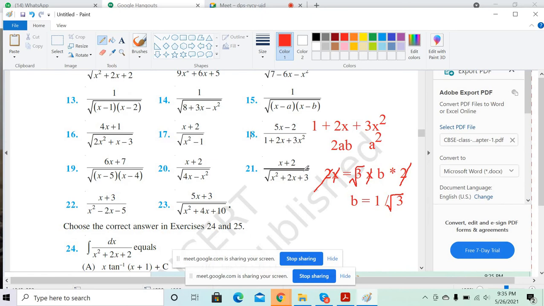Anyway, no problem. Just tell me the final answer. What is the final answer you're getting? So 5 by 6 log 1 plus 2x plus 3x square minus 11 by 3 tan inverse 3x plus 1 by root 2 plus c. Yeah, so it will be 11 by 3 root 2, so 3 root 2 will be in the denominator. Oh yes, sir, I forgot. Correct answer. Excellent, Vijay.